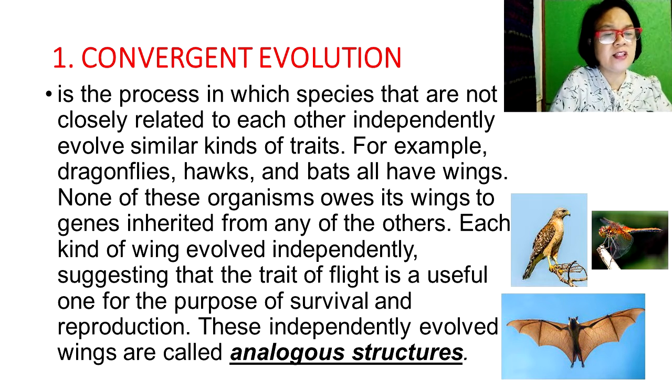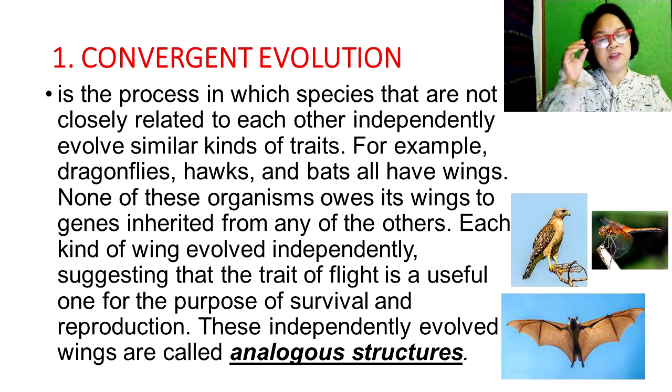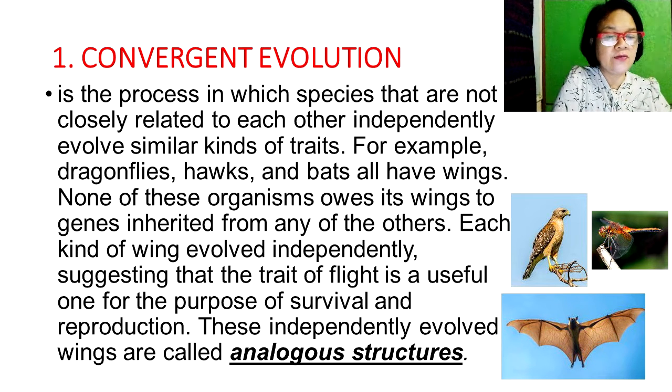None of these organisms owes its wings to genes inherited from any of the others. Each kind of wing evolved independently, suggesting that the trait of flight is a useful one for the purpose of survival and reproduction. These independently evolved wings of the dragonflies, the hawks, and the bats are called in biology analogous structures. So that's what we call convergent evolution.